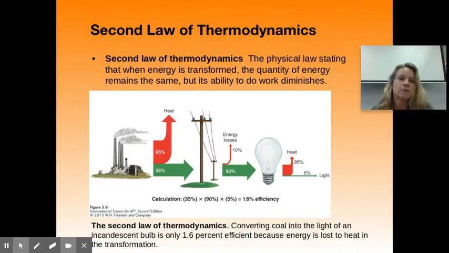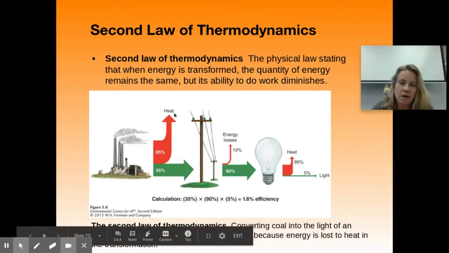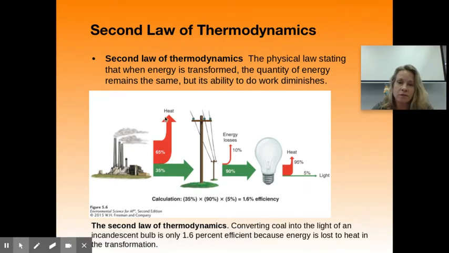All right, and then the second law of thermodynamics is just saying that basically there's less and less energy available as it's transformed. So it loses its ability to do work. So if we look at this diagram, we've got the factory, and then we've got heat energy being lost, a lot actually. So 65% of the energy in this factory is lost as heat. And then only 35% of it is going to the electrical grid. And then through that, there's friction, of course, again. So we've got about 10% here being lost, 90% going towards the light bulb.